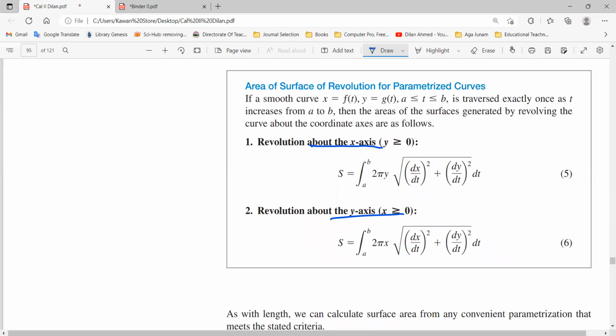So what's the difference between them? We only change the parameter here. Here we have x. When it's about the x-axis, we need to multiply by y. When we are on the y-axis, we need to multiply by x. And you saw that one before, I think, right? You know, dy by dt. So we multiply just by 2 pi.